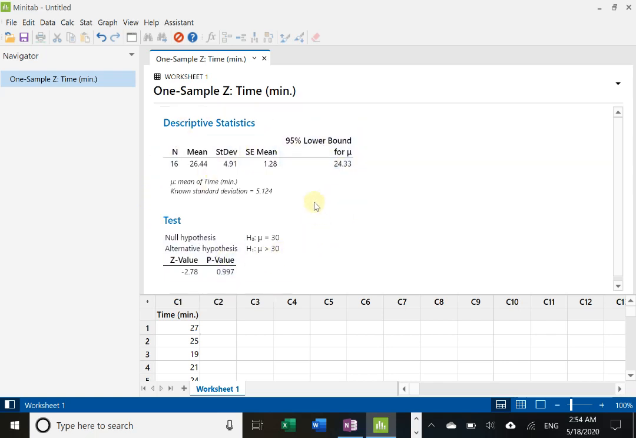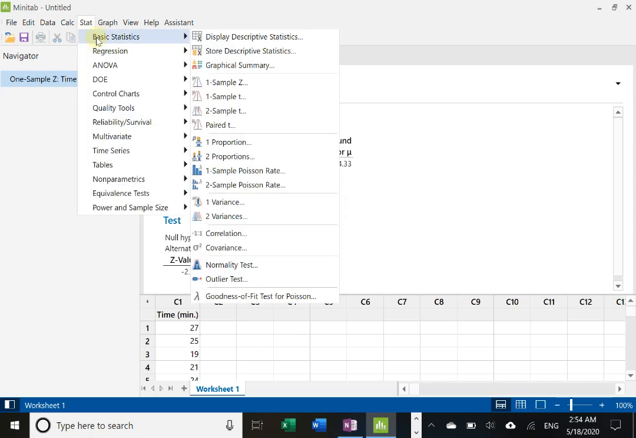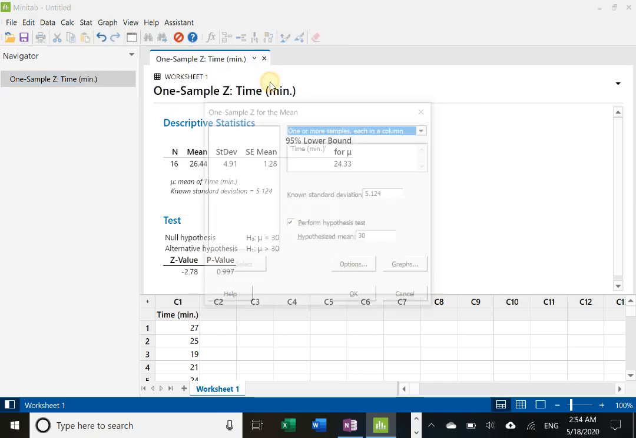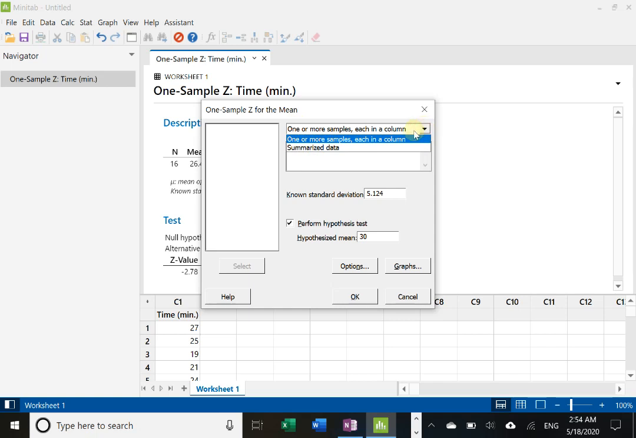Now let's do our first example where we had summary data. You go to Stat, Basic Statistics, One Sample Z. And this time, I'm clicking right here on top. Choose Summarize Data. Our first example had summary data. Now, because I ran this example earlier, that's why you see these fields already populated. Let me remove them. So this is what yours should look like. So we are using Summarize Data.